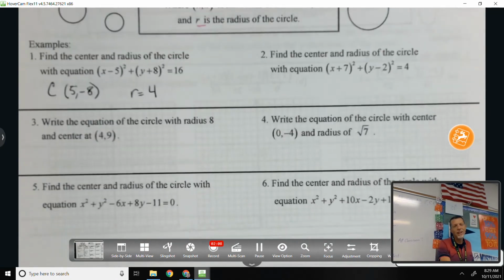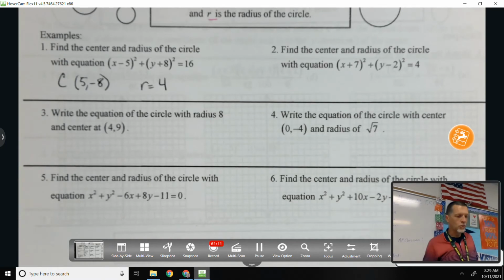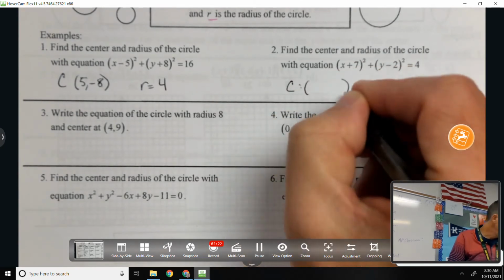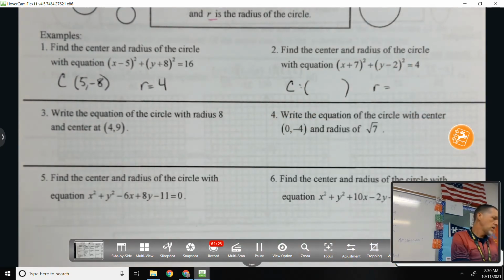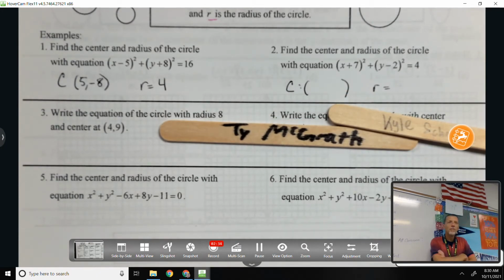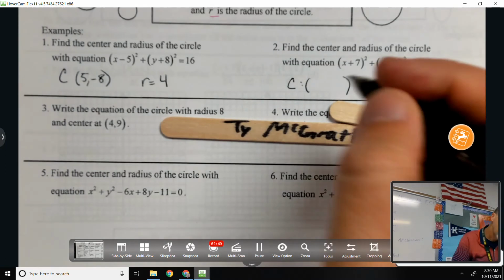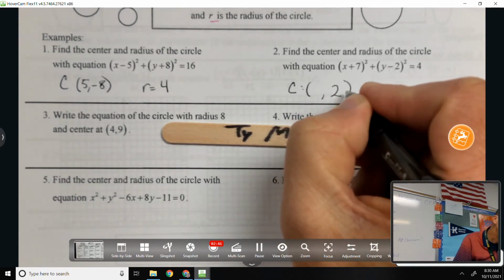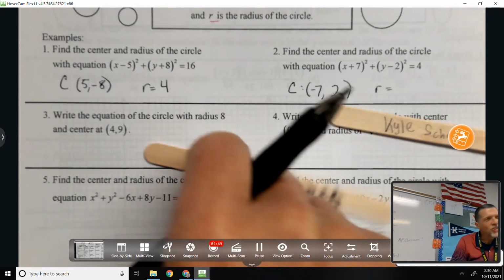It gets a little bit harder. I don't even know that I'd say it gets a lot harder. Why don't you do number 2 real quick? I'm not even going to pause the video because you're going to do it quicker than it takes me to hit pause and unpause. And then, because you requested it, Ty, what's the center? Or where is the center? Negative 7 and 2. So careful with the signs.